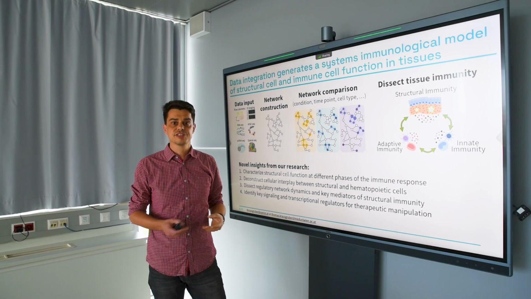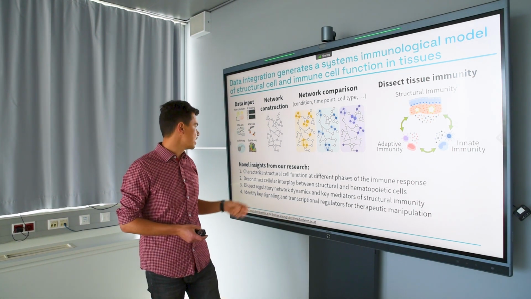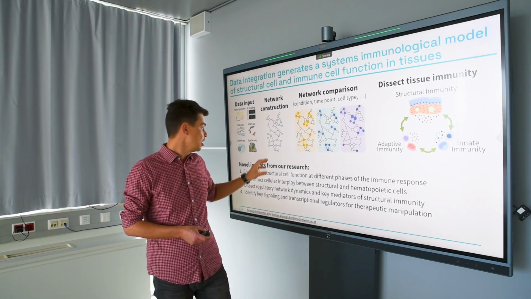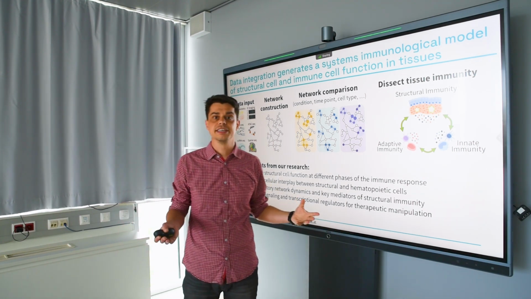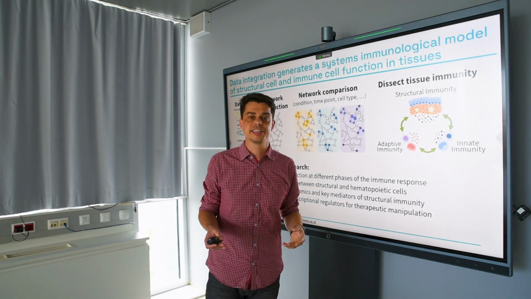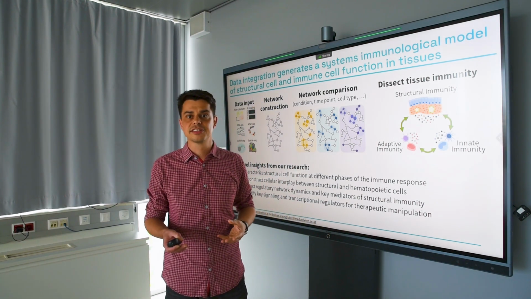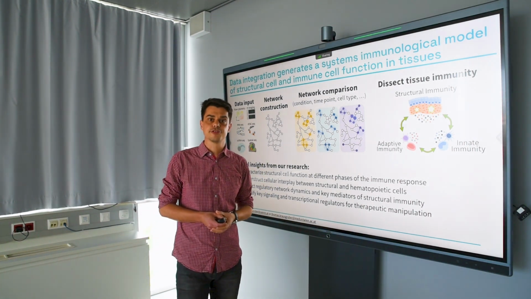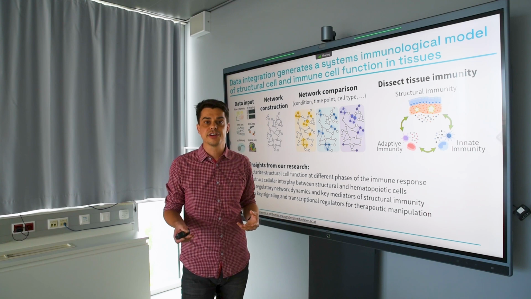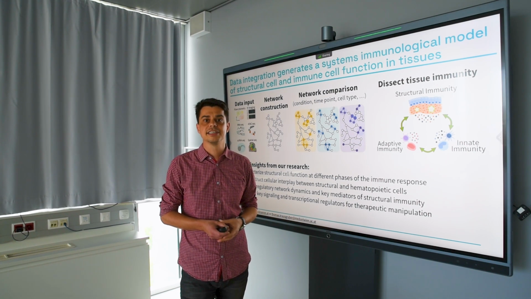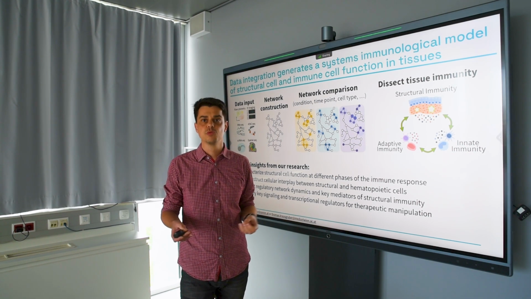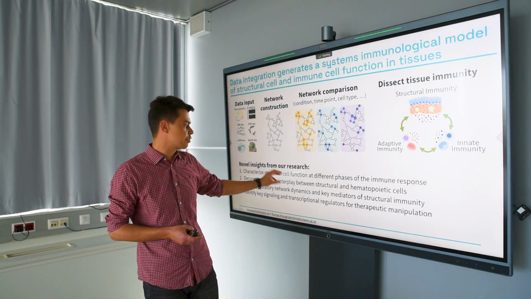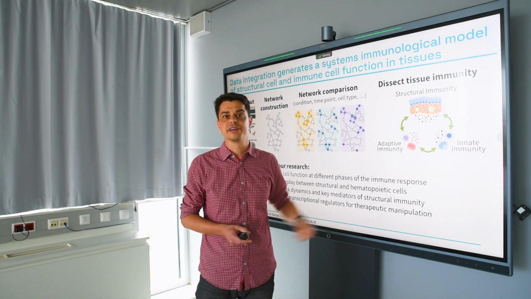And I think our research provides novel insights, as on the one hand, we can characterize structural cells at different phases of the immune response. Furthermore, we can deconstruct the interplay of structural cells and hematopoietic cells and really figure out, do they communicate differently or similarly between tissues. We can also dissect regulatory network dynamics and identify key mediators that ultimately enforce structural cell immune function. And by this, we might also identify signaling and transcriptional regulators for therapeutic manipulation.